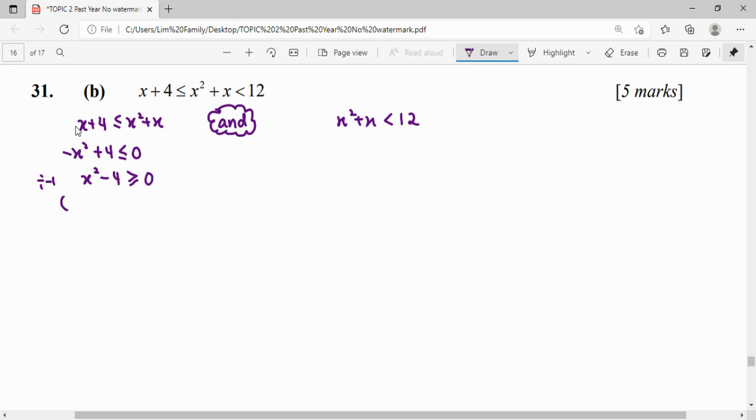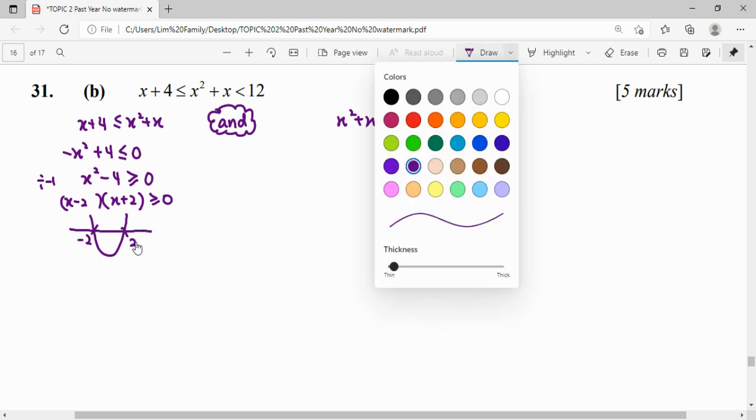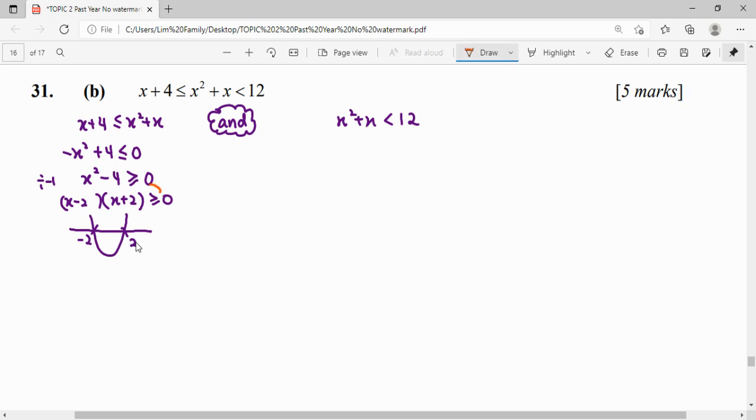Then I continue to the next step, which is factorization: (x - 2)(x + 2). We do the graphing in order to solve these quadratic inequalities. One root is -2, another root is 2. Make sure the smaller root is on the left hand side and the bigger root on the right hand side. Since the inequality has to be greater than or equal to 0, we are going to take the positive region.